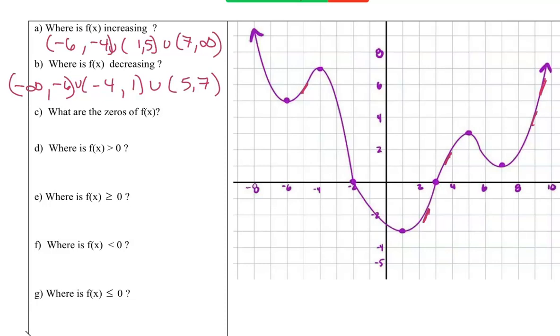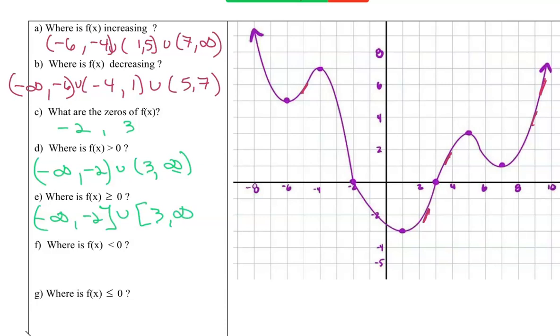Okay, what are the zeros? So zeros look like a -2 and a 3. Where is the function greater than 0? So from -infinity up to -2, and then again from 3 to infinity. Okay, greater than or equal to it. How does that change my answer? That makes this a box, and that makes this a box because now the function is allowed to equal 0.